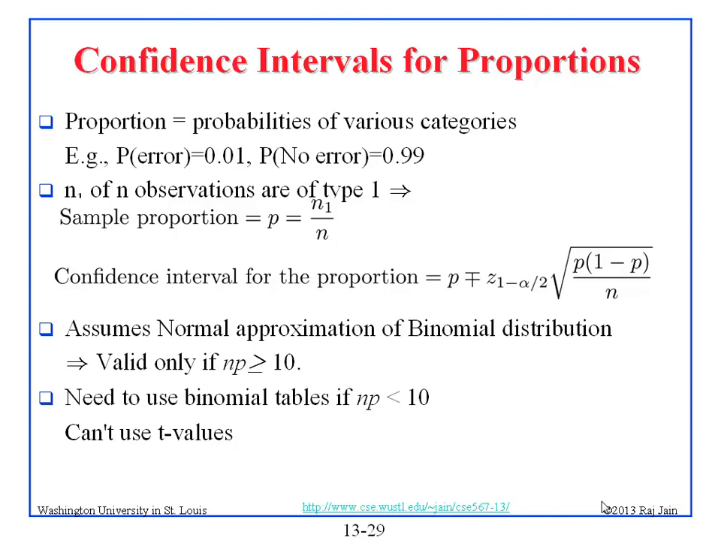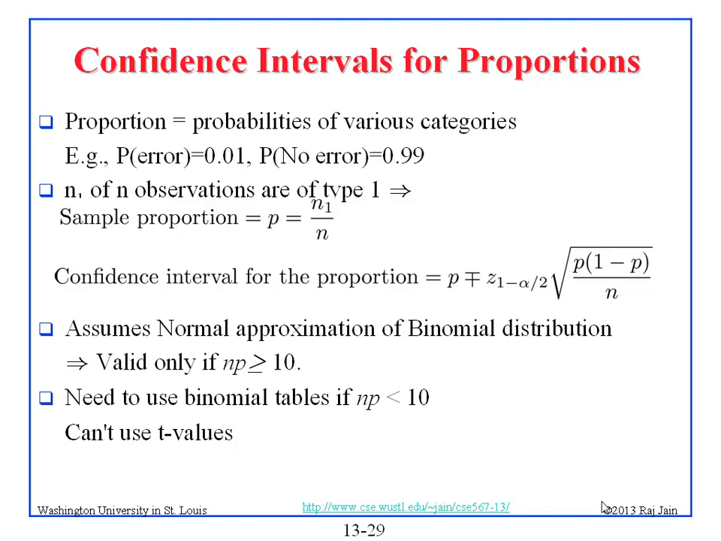Confidence intervals for proportions. Proportions are probabilities themselves, and if they are percentages, then you just make them a fraction between 0 and 1 and use these formulas.